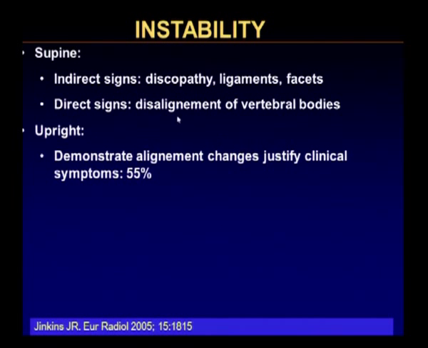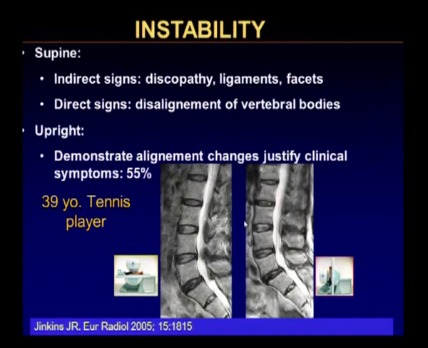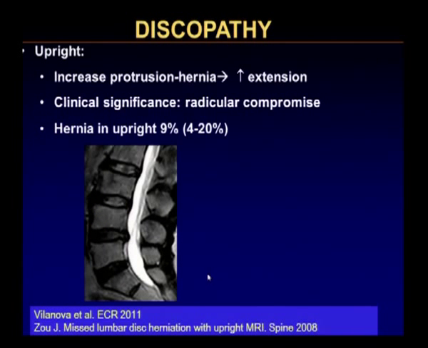Regarding instability, there are not only indirect signs but direct signs that we should recognize, and several reports have seen a mean change of the alignment of about 55%. Here we can see this example, a 39-year-old who plays tennis with symptomatology while playing. After the loaded examination, we can see a complete change of the alignment, a decrease of the size, and especially a significant subluxation in this particular case.